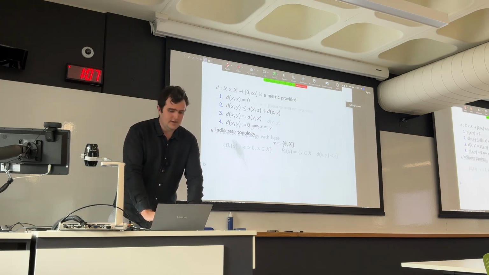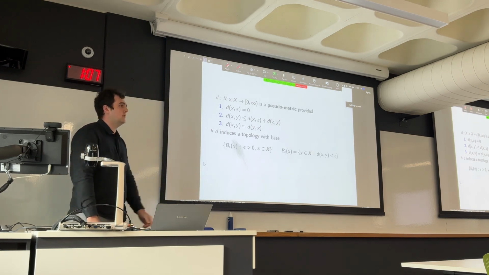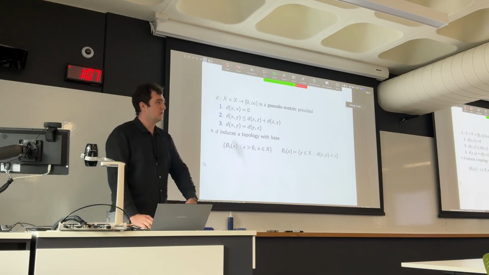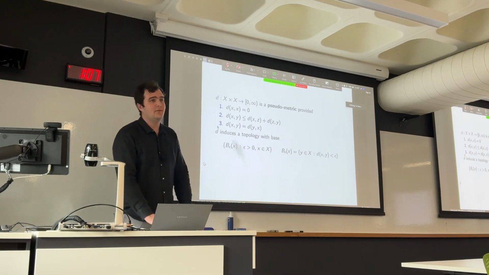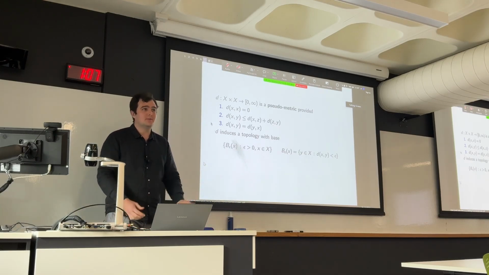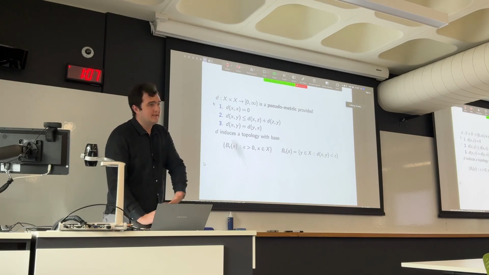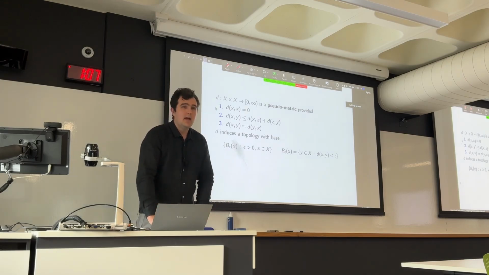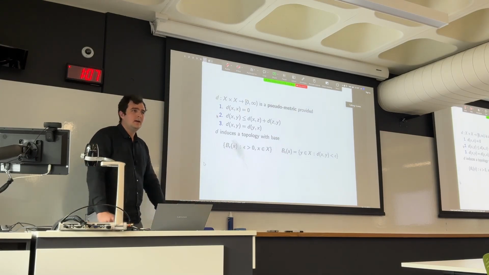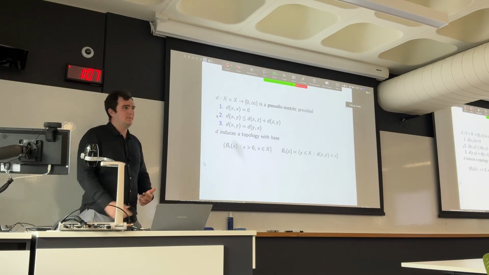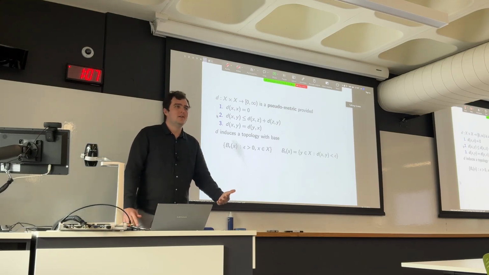The general idea here is a pseudometric. To go from a metric to a pseudometric, we delete axiom 4. So we have everything else: symmetry, the distance to itself is equal to 0, and the triangle inequality. And these pseudometrics induce a topology the exact same way you do for a metric.